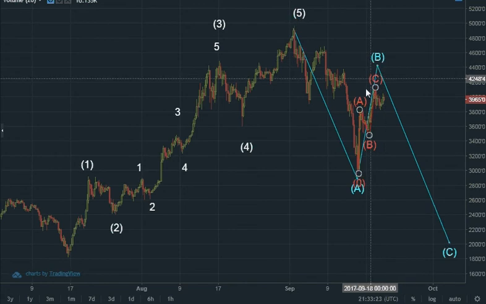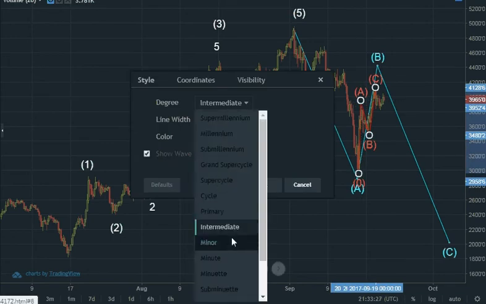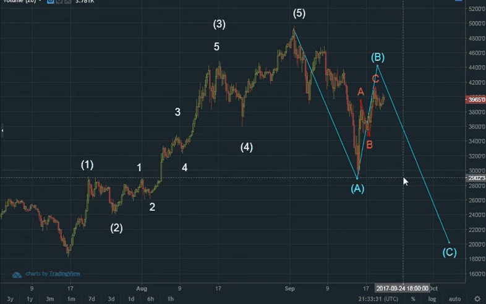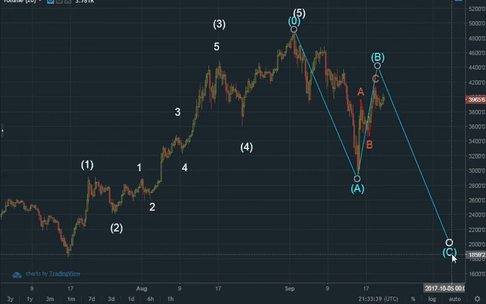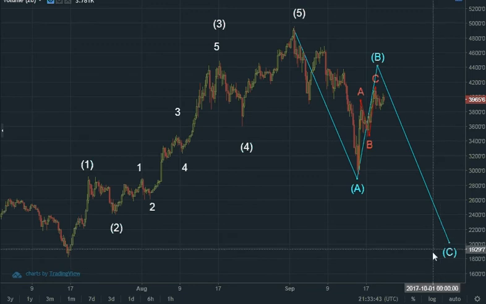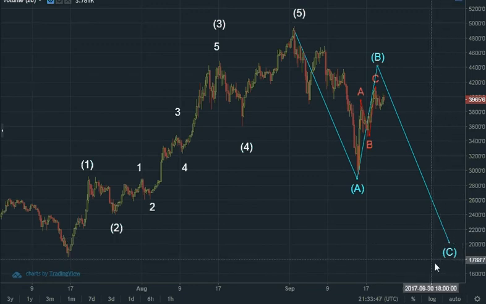Okay? I know these are not true intermediate or minor cycles, but for now I'm just going to use it for ease of labeling. So that means we have a potential of a lower low to a very, very nice, very attractive, very delicious buying level here at around 2000.